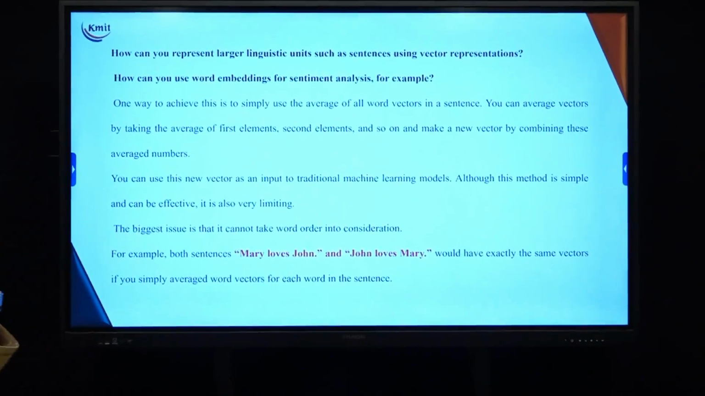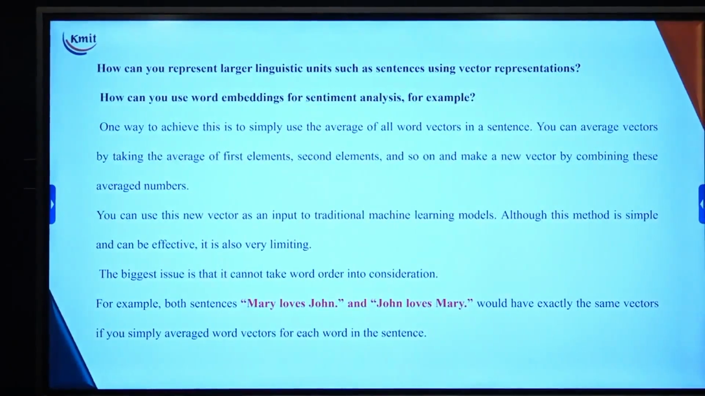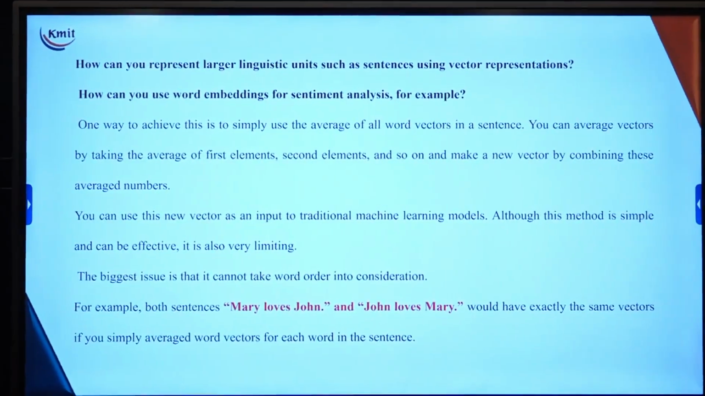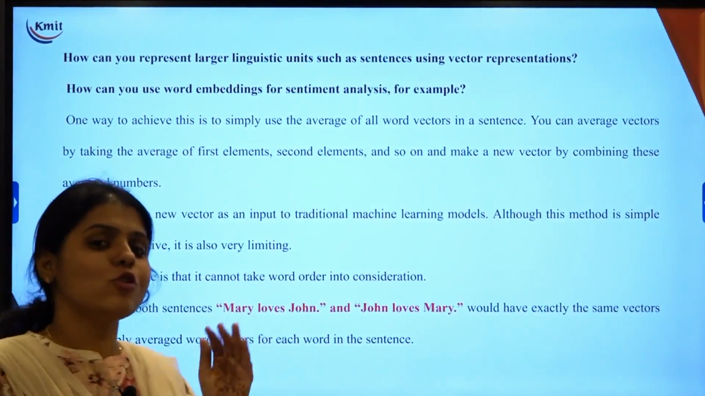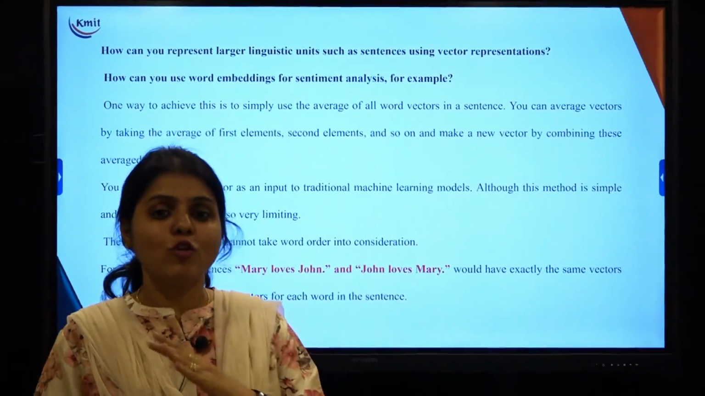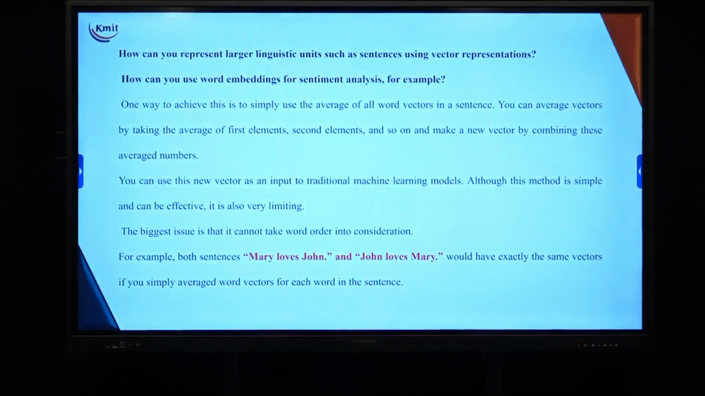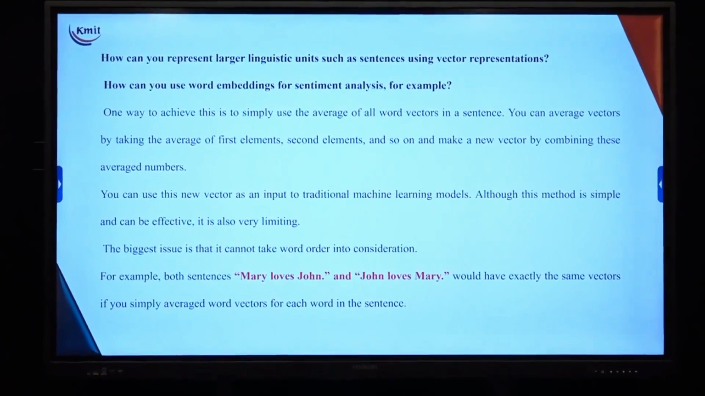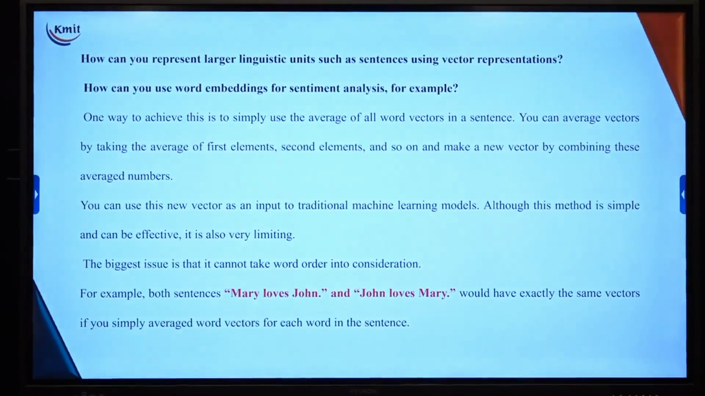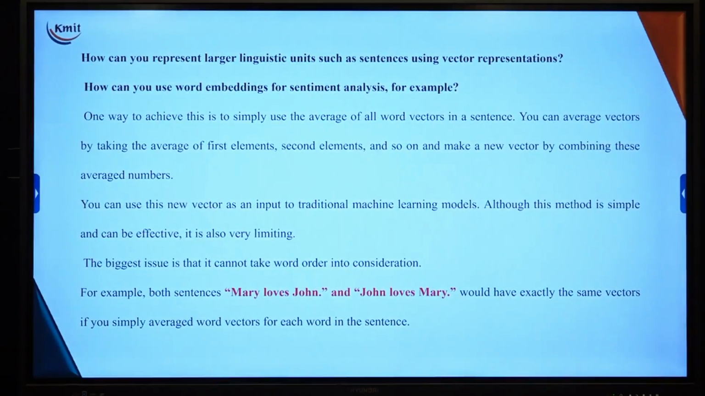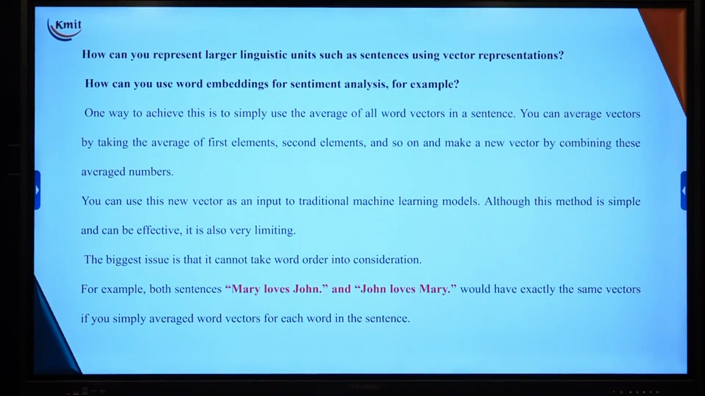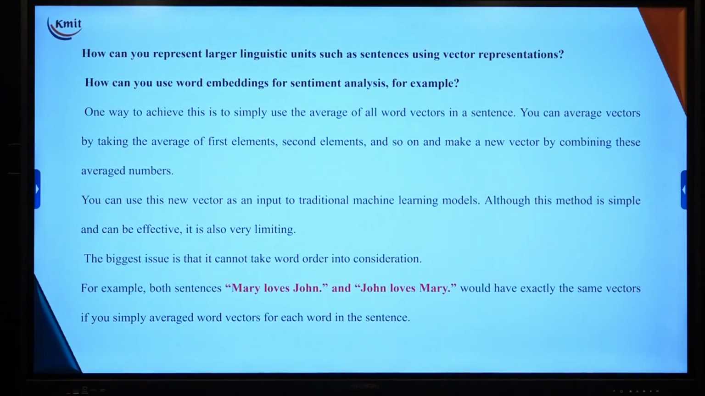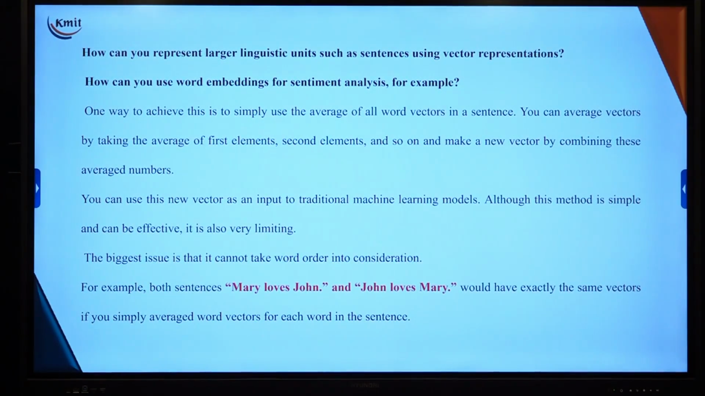When these two things come into the picture, one way to achieve this is simply to use the average of all the word vectors in the sentence. So first we go for word vectors and then we go for the average of word vectors in the sentence. You can take the average of the first element, second element and so on, until a new vector is combined by averaged numbers. After that we can use this new vector, the average, as input to the machine learning models. Although this is very simple, it has one limit.